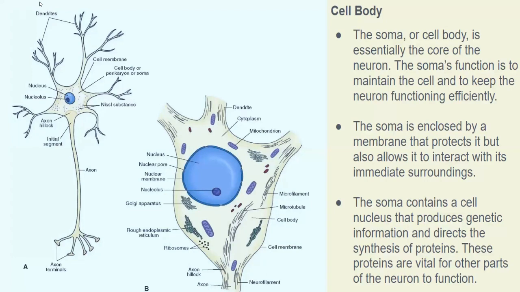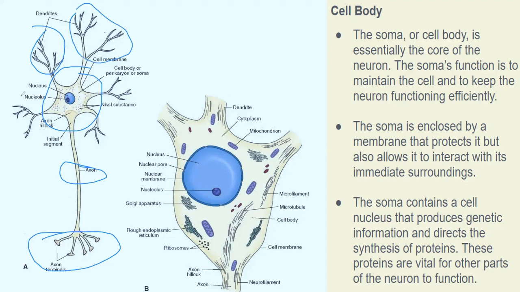So let's see. So these are axon terminals. We have studied about this. We know about axon as well. Then this whole part is known as cell body. These are dendrites. These all are dendrites.